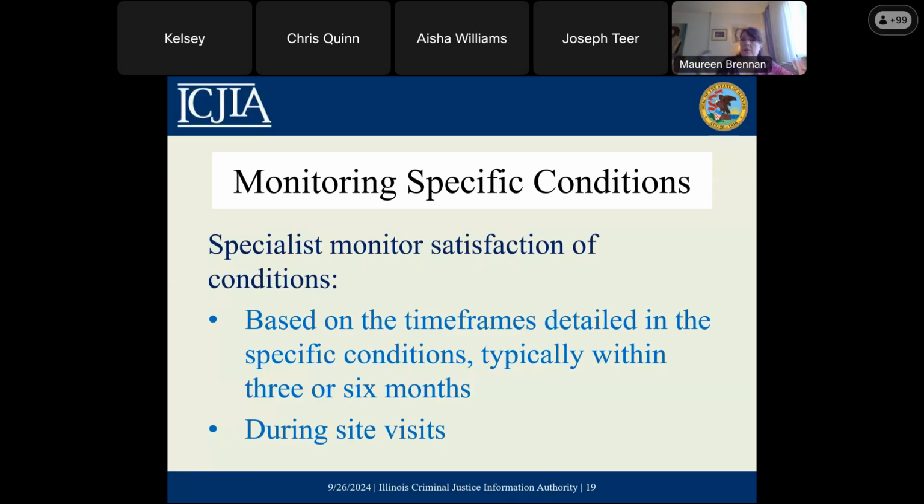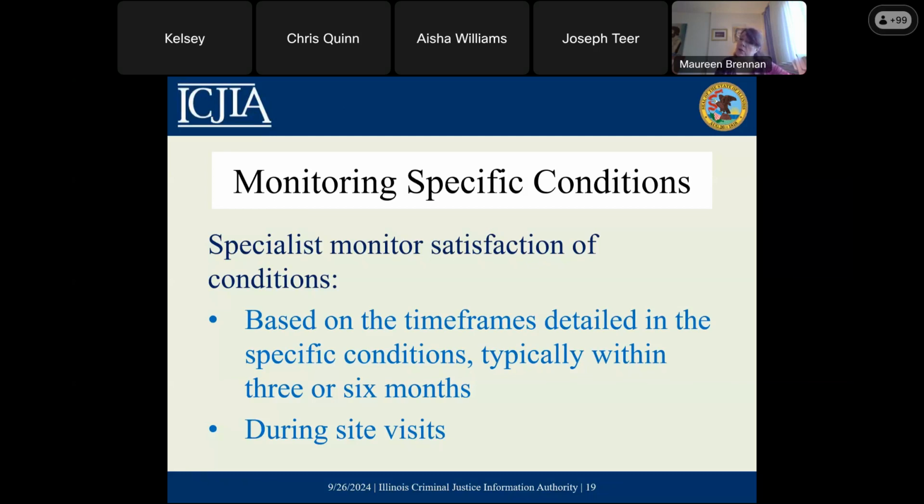So based on those timeframes, we set up a schedule that we monitor these specific conditions that you need to satisfy. Most typically, those specific conditions will set those concrete steps to be completed within 3 or 6 months. I think 6 months is by far the longest one that I've seen. So we actually give you a real calendar that you need to meet these specific steps. And your grant specialist will be working with you to check in to see how you're doing in meeting those specific conditions so you meet these deadlines that are set in your agreement.